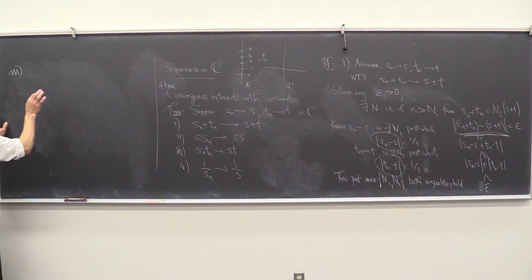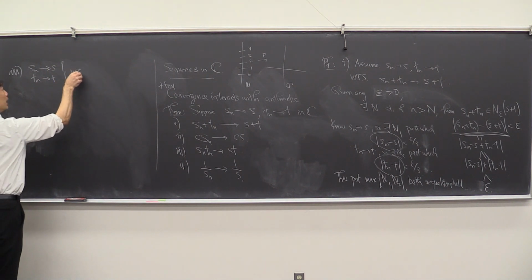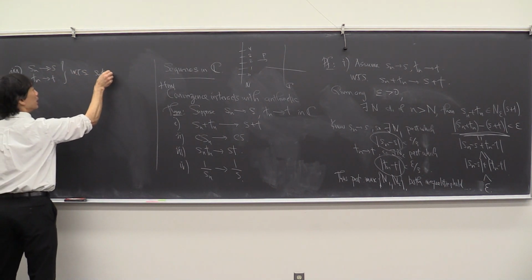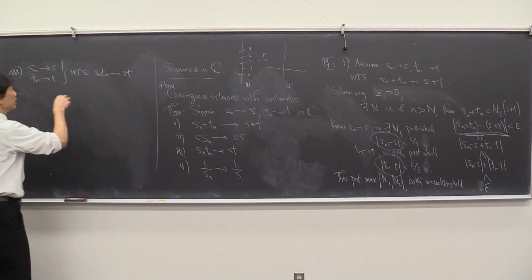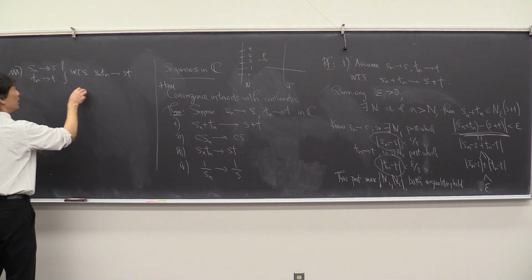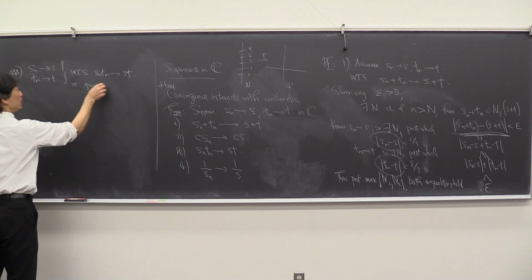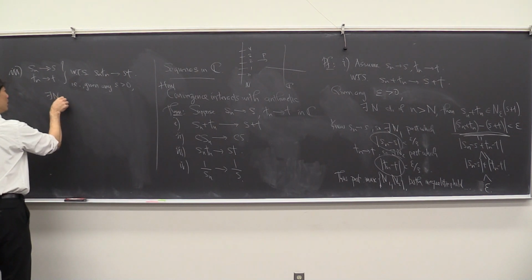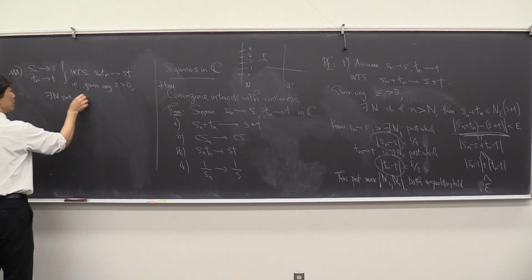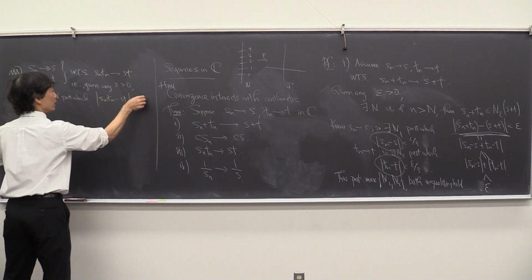So number 3, we're given that Sn converges to S, Tn converges to T, and you want to show that Sn Tn converges to ST. So again, you want to show that, given any epsilon greater than 0, there exists a time past which |Sn Tn minus ST| is smaller than epsilon.